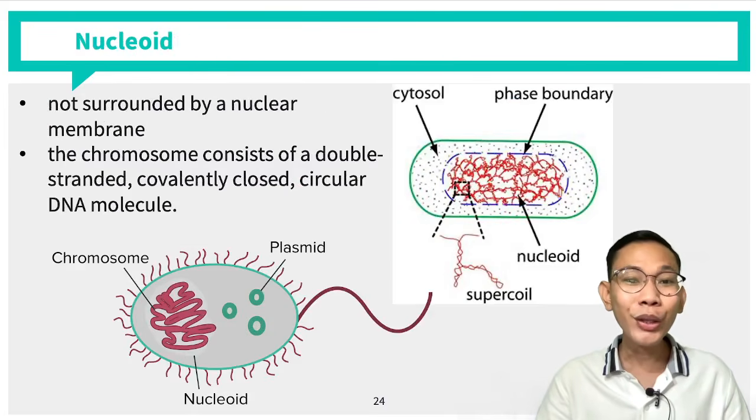Let's talk about your nucleoid. Again, remember that your prokaryotes do not contain any nucleus. However, they have genetic material found in your nucleoid. It is not surrounded by a nuclear membrane. The chromosome consists of a double-stranded, covalently closed circular DNA molecule.